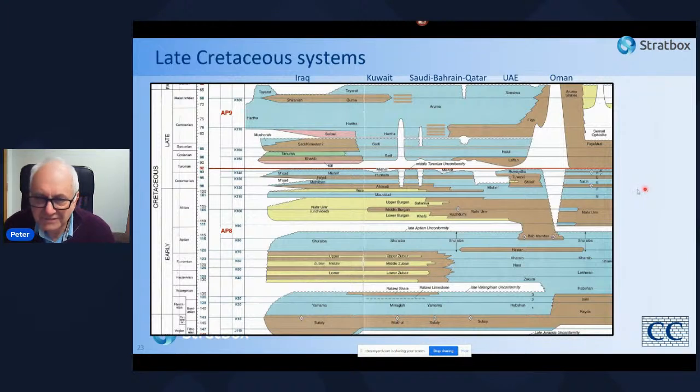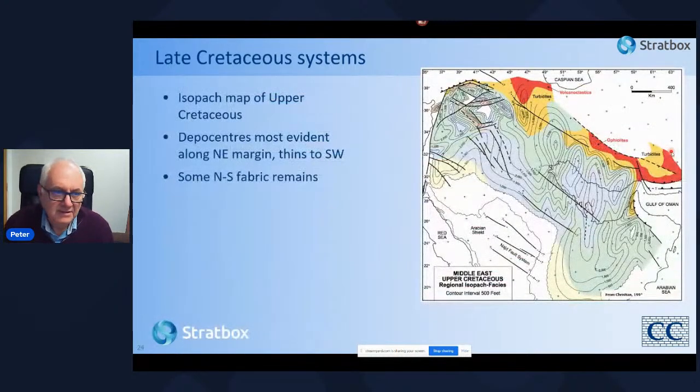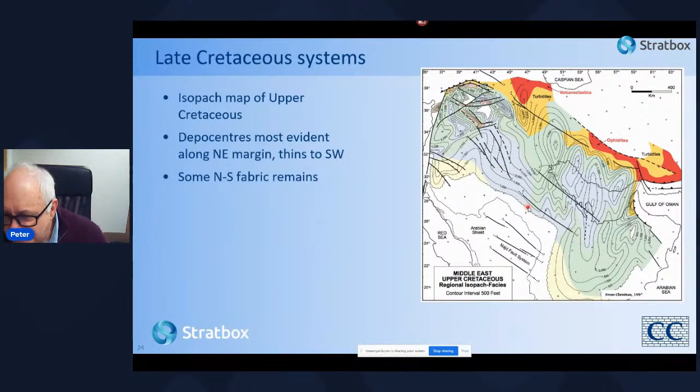So I want to finish off the webinar now just by giving you a brief summary of the late Cretaceous carbonate and clastic systems. This is an isopack map of the Upper Cretaceous. Depositional deeper centres are most evident along the northeast margin, very similar to before, thinning to the southwest. We again see evidence of isopachs being controlled by these north-south structures inherited from the underlying basement. Here we have the Qatar Arch, the Gawa Arch, and the Burgan High in Kuwait.